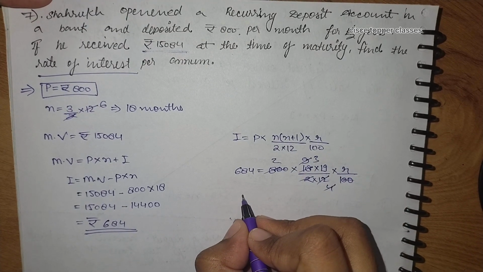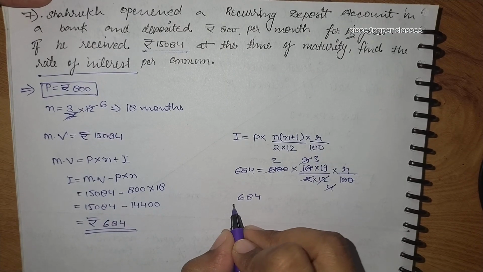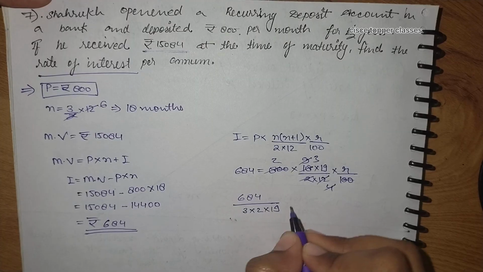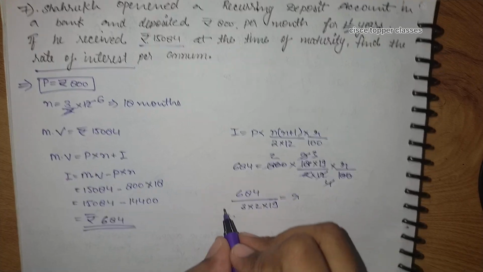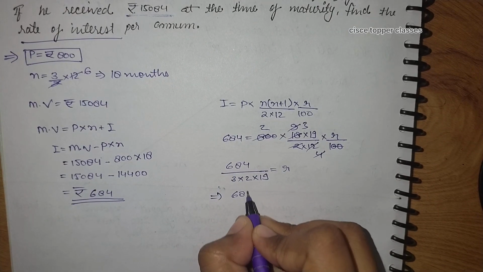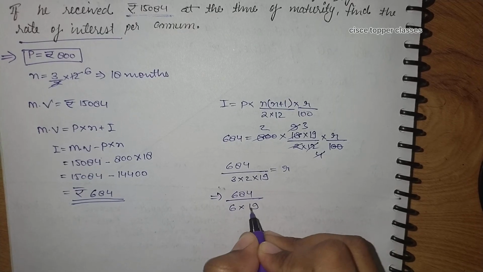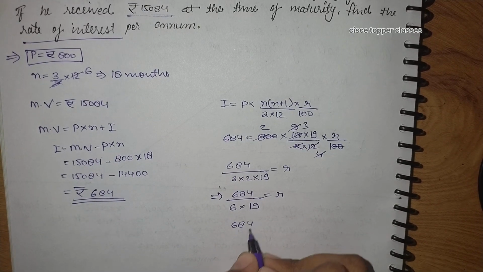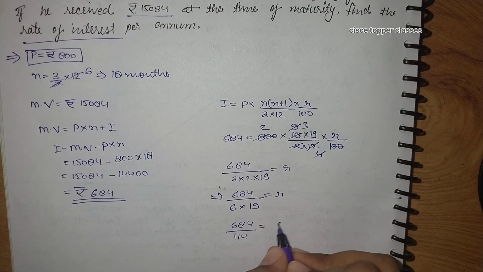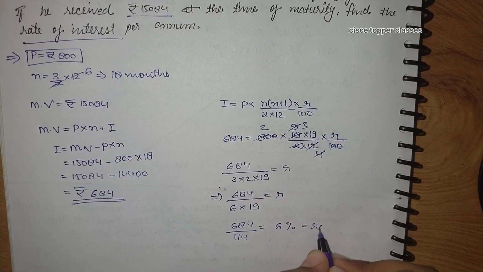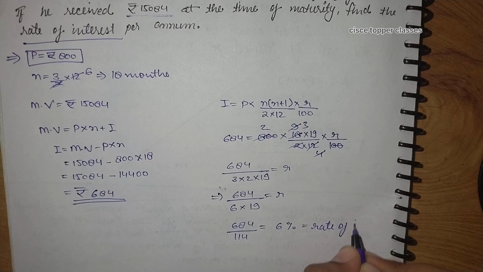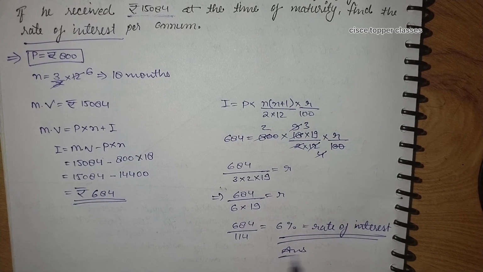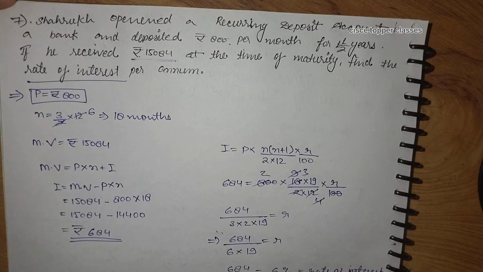Cancel out by 2. So 684 divided by 3 into 2 into 19 is equal to the rate of interest here. If we write 684 divided by 6 into 19, on solving, this is the rate of interest. So 684 divided by 114 is equal to 6% as the rate of interest per annum. This is the final answer in this question, and this is the solution of question number 7.